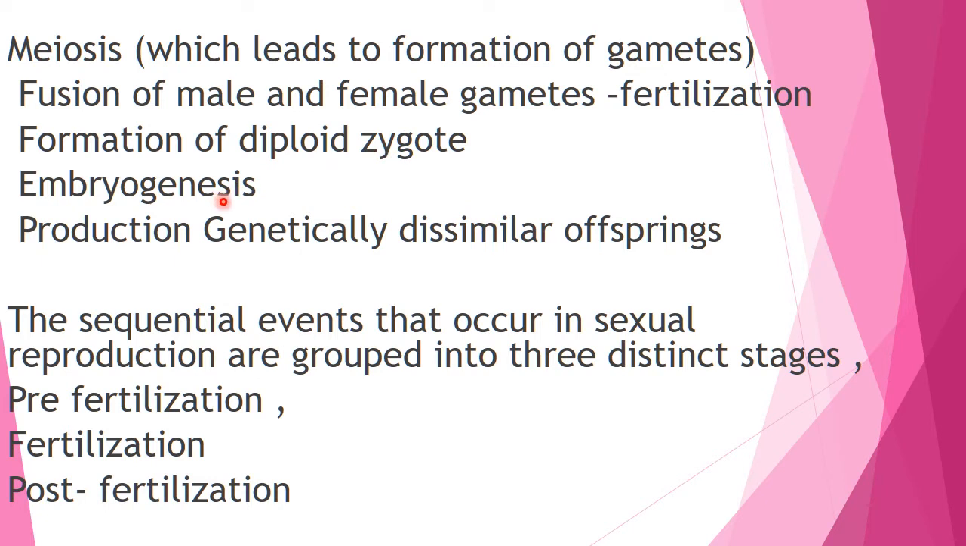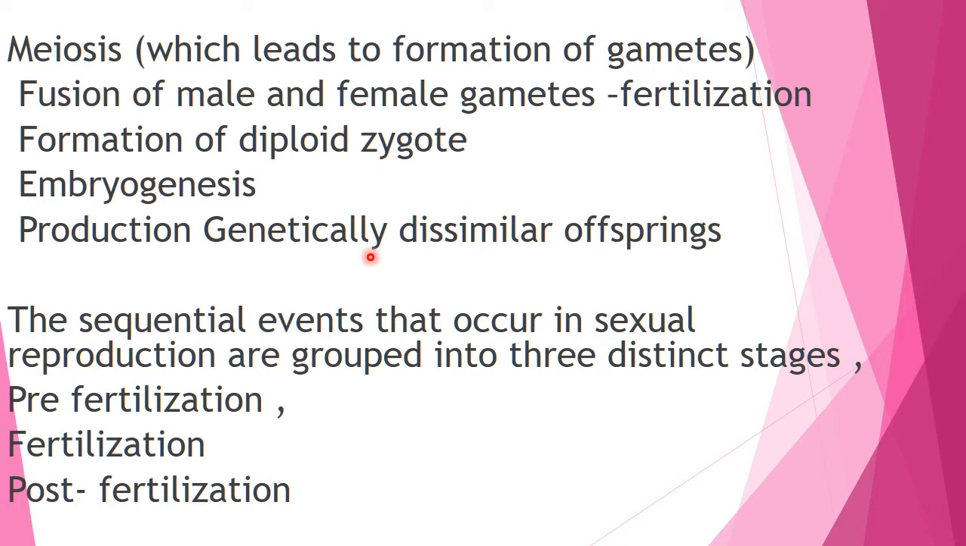Then embryogenesis is involved in sexual reproduction. The zygote will be developing into the embryo. That also we have to study. Then what does it lead to? Sexual reproduction leads to the production of genetically dissimilar offsprings.